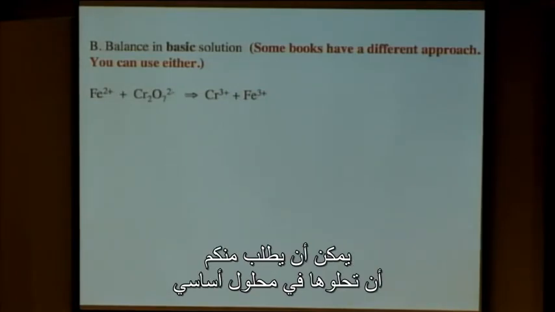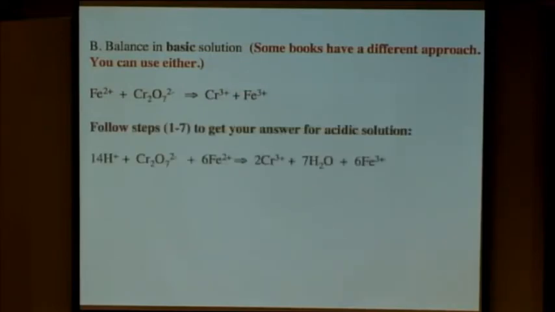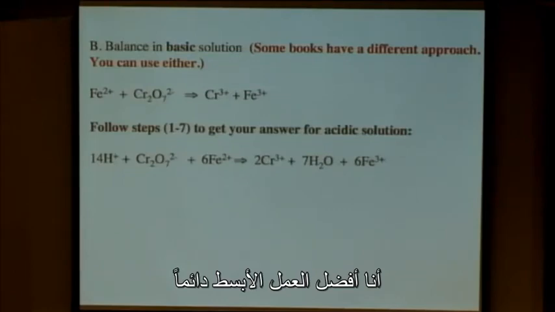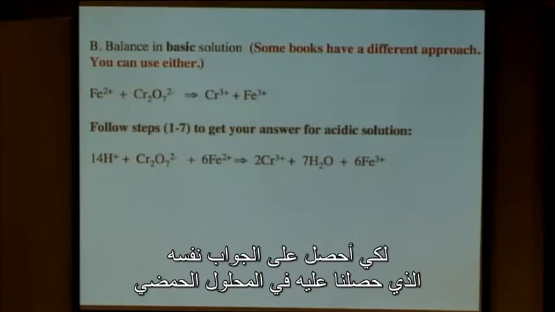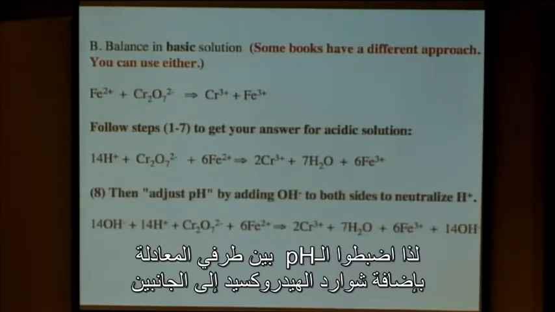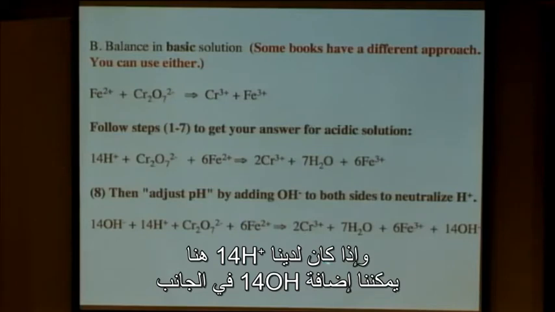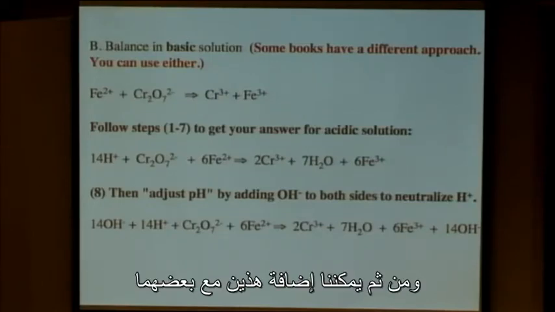You can also be asked to do it in basic solution. And again, books have different approaches here. What I like to do is the simplest thing, which is to use the same steps all the way up to here to get the same answer that you had for the acidic solution, and then neutralize it at this point. So adjust the pH, in quotes, by adding hydroxide ions to both sides. And so if we have 14 H pluses here, we can add 14 OH minus on one side and 14 OH minus on the other side. And then we can add those guys together.